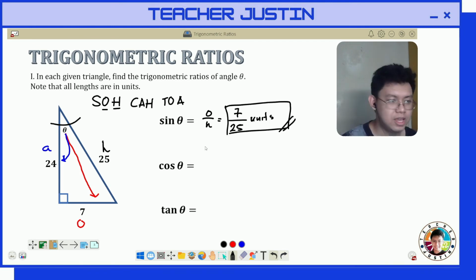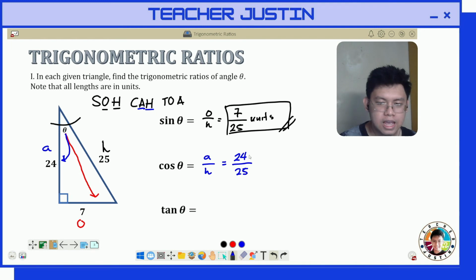Next, let's find cosine theta. For cosine theta, we have adjacent over hypotenuse. So A over H. What is our adjacent side? That is 24, over our hypotenuse, which is 25, and that will be our cosine theta. So 24 over 25 units.